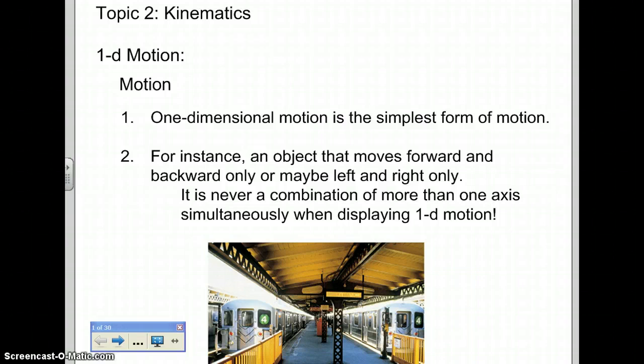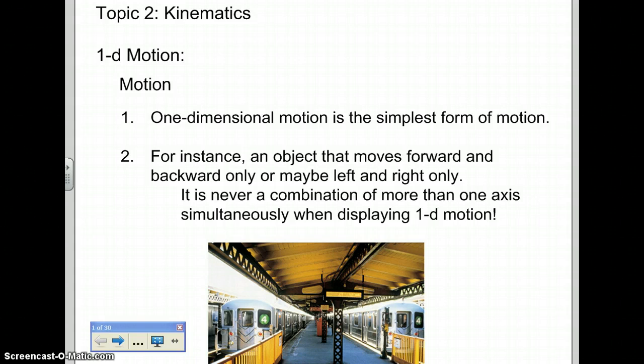Inside kinematics, I'm going to take it one step further and break it down into 1D motion, where you're only utilizing one axis at a time, versus 2D motion, where you're utilizing 2 axes simultaneously. That's when you would have to start using the trig stuff. That's when the sine of theta, cosine of theta, and tangent theta will come into play.